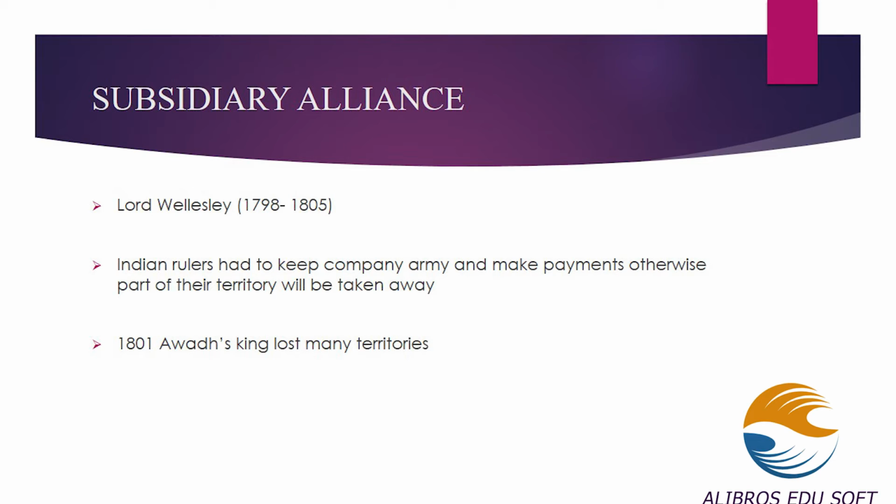Subsidiary alliance was started by Lord Wellesley in the period of 1798 to 1805. He was the Governor General of Bengal during that time. Indian rulers had to keep the company's army for protection and make the payments, otherwise part of their territory would be taken away as a penalty. So, in 1801, Awadh's king lost many territories, etc.